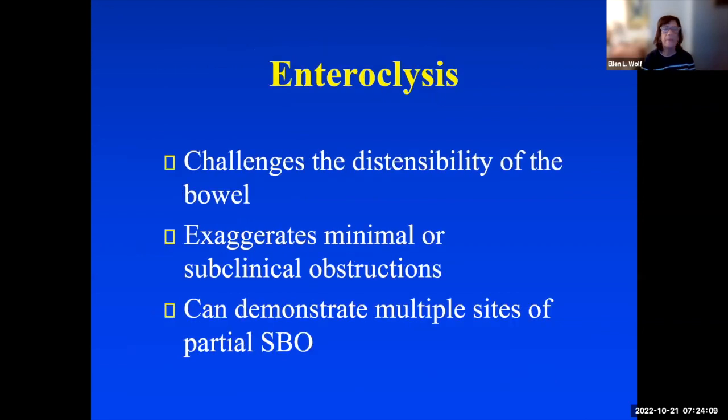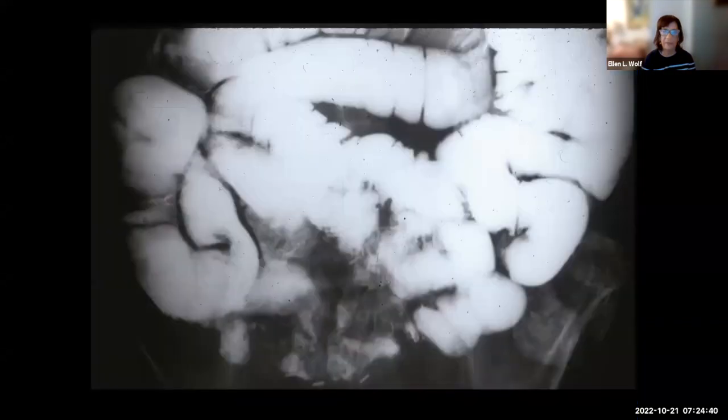So people have used enteroclysis to get around some of these problems. Enteroclysis is when you put a catheter into the proximal small bowel and put in a large amount of contrast with pressure. So this challenges the distensibility of the bowel and can exaggerate minimal or subclinical obstructions and can demonstrate multiple sites of partial small bowel obstruction in some cases. Some people will have multiple adhesions, which are not typically diagnosed with a routine small bowel series.